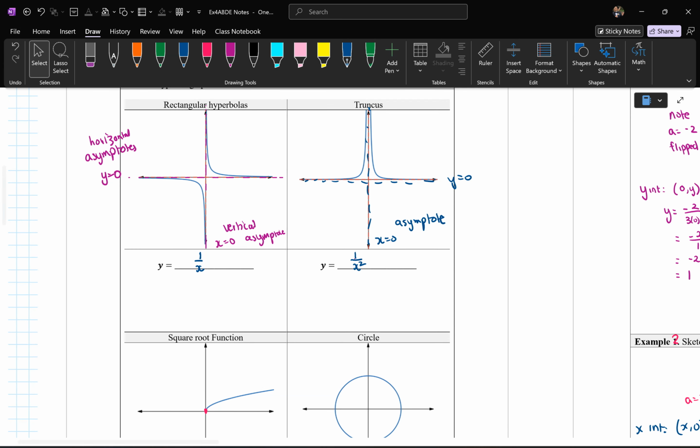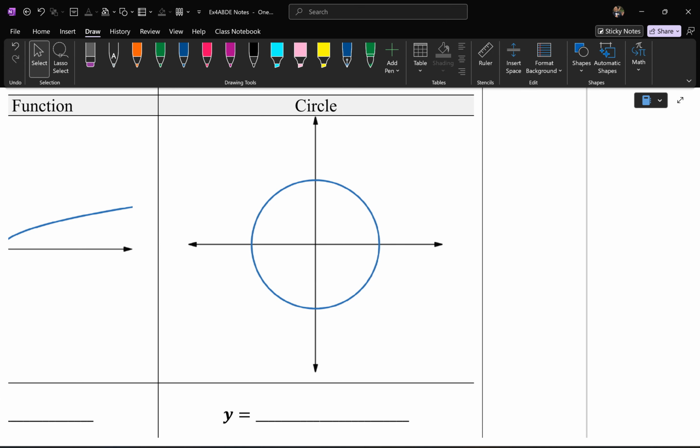Yeah. Oh, yeah. Anyone else who hasn't got these worksheets? All right. Here we go.